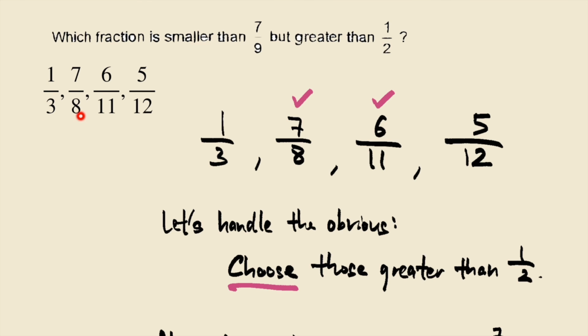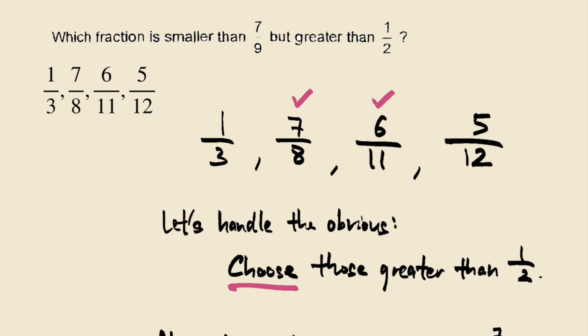Half of 8 units is 4 units. So this is definitely greater than half. So let's put a tick here. Half of 11 units is 5.5. So this is greater than 5.5. So we can consider 6/11. Half of 12 units is 6 units. This is less than half. So we have now simplified our working to just comparing two fractions.